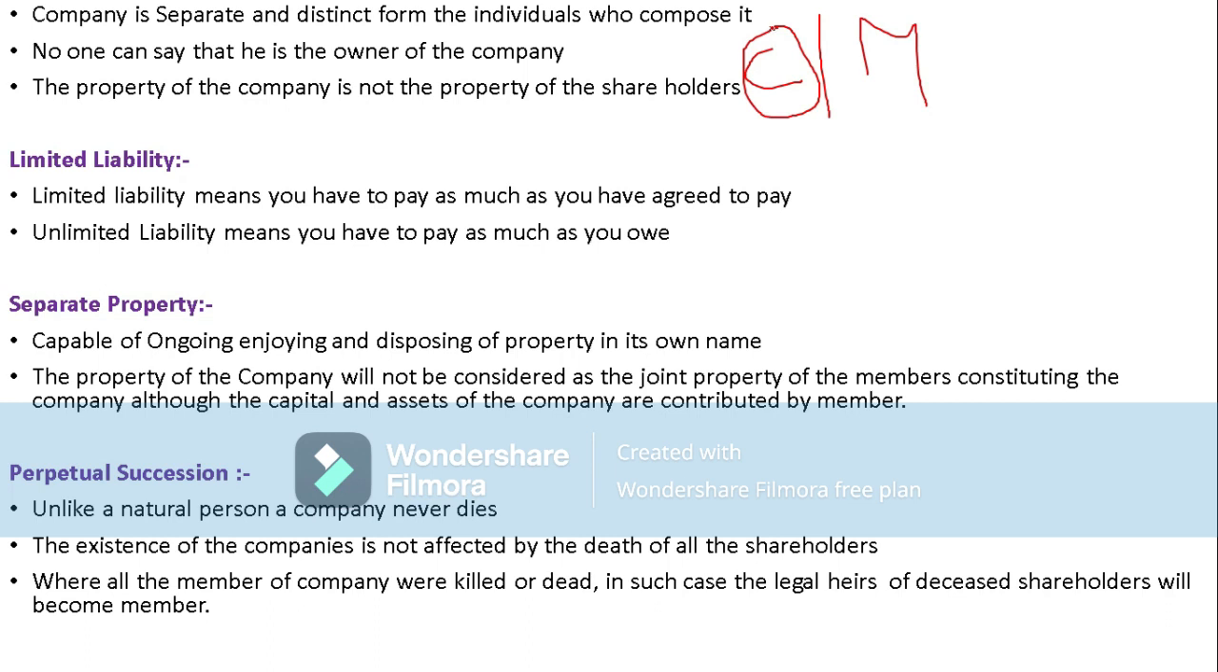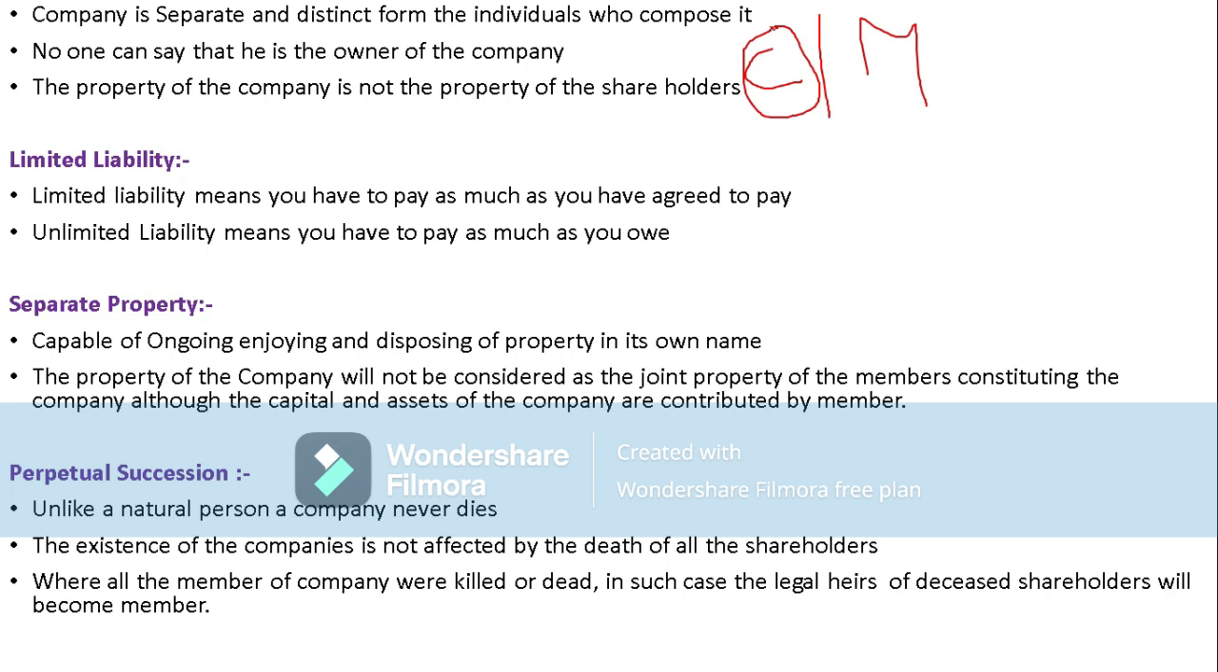Now coming to separate property, another feature like separate legal entity. Here we will see separate property. The company is capable of owning, enjoying and disposing of property in its own name. So the company is registered in the company's name, for example ABC Limited, and it enjoys purchasing property, disposing of property, or entering into contracts with other companies. All these will be done only in the company's name, so therefore it is separate property.